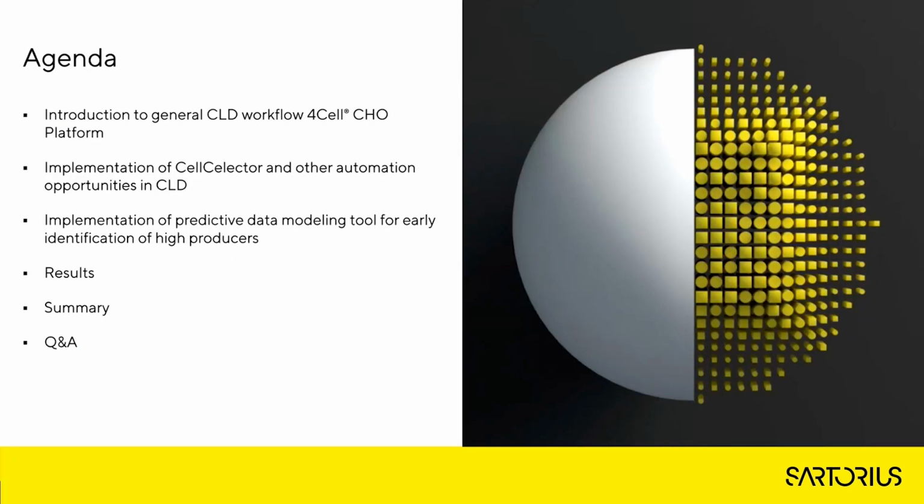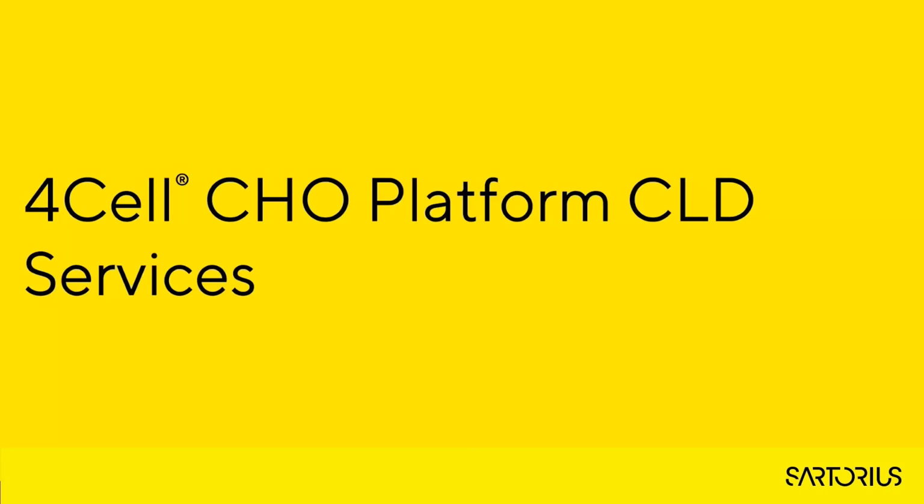Let me go quickly over the agenda. First, we will introduce the general CLD workflow of the 4-cell CHO platform. Then we describe the implementation of the cell selector and other automation opportunities in CLD. Afterwards, the implementation of the predictive data modeling tool for early identification of high producers is shown. And subsequently, we show our results, give a short summary, and then come to the questions and answers.